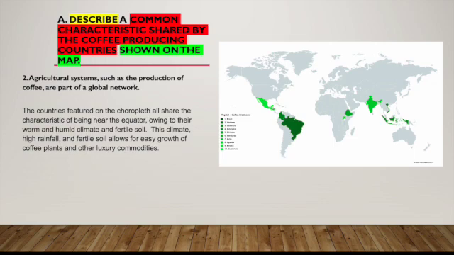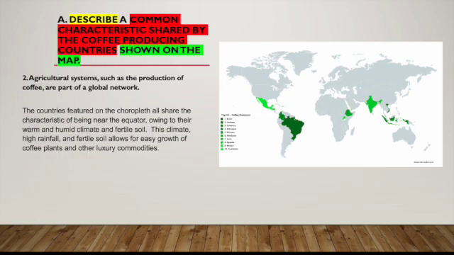So first up we have A. Describe a common characteristic shared by the coffee producing countries shown on the map. So again, I highlighted the question verb in yellow, what it's asking for in red, and in green this time, if it's asking for a specific context from the stimulus, I went ahead and highlighted that green.